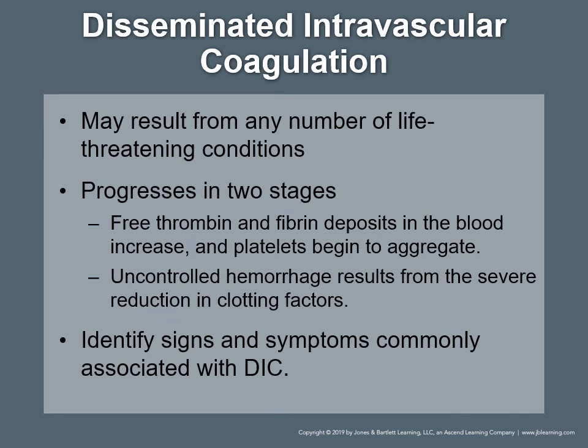Disseminated intravascular coagulation, also known as DIC. This may result from any number of life-threatening conditions. It progresses in two stages. First, free thrombin and fibrin deposits in the blood increase, and platelets begin to aggregate. Second, uncontrolled hemorrhage results from the severe reduction in clotting factors. The mortality rate for patients with DIC is quite high. Identify signs and symptoms commonly associated with DIC or progression towards this coagulopathy.